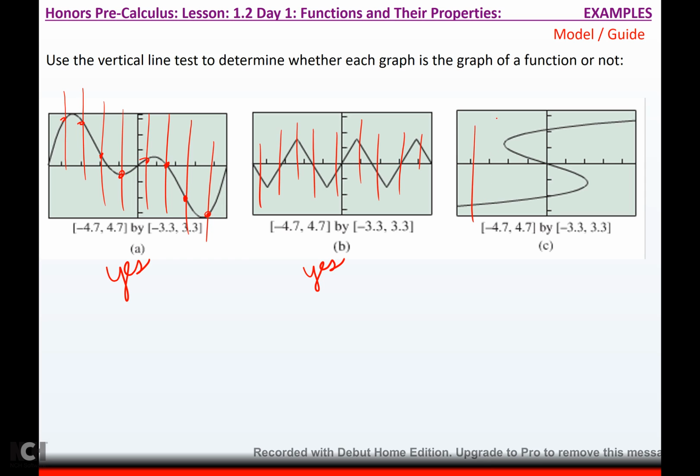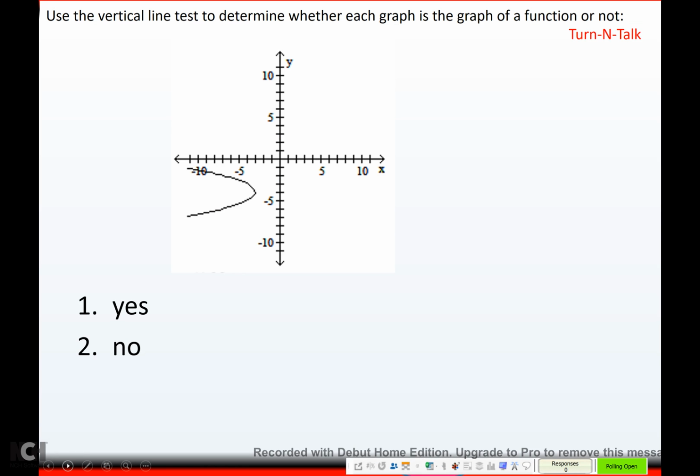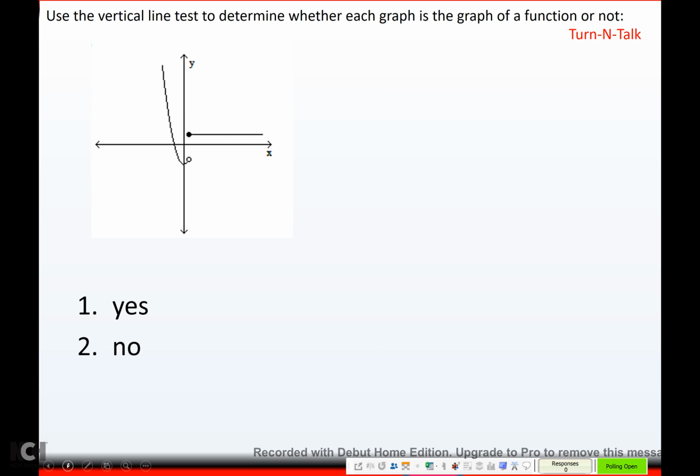So far it's a function, so far it's a function. Right now it's not, because actually I hit 3 points. With the same line, I hit 3 different points on the graph, so no, this is not a function. Okay, so you try this one, hit pause, come back when you're ready. And obviously, no. This one.